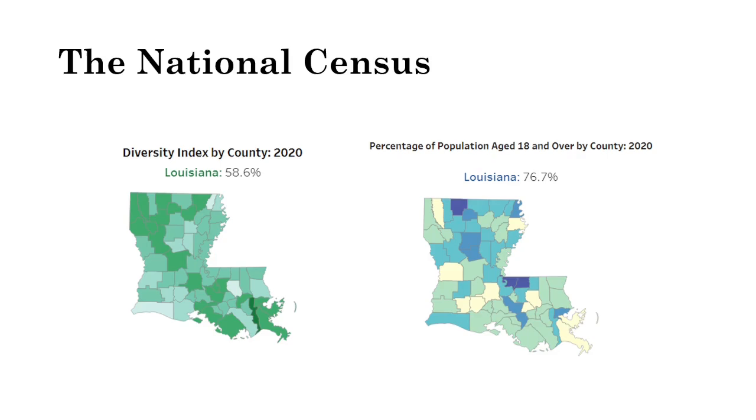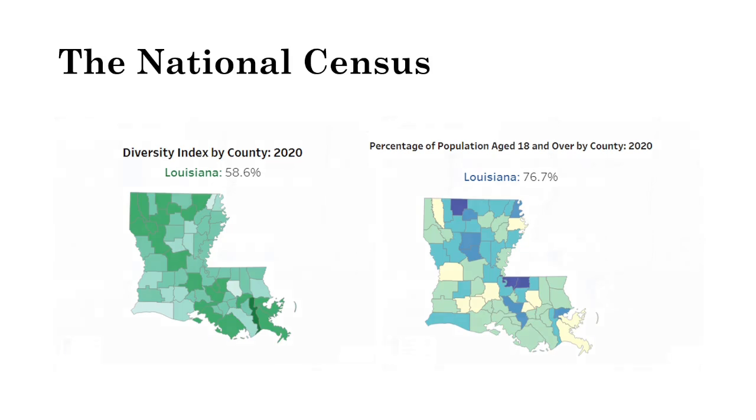We can see the most diverse ones are closer to the cities, closer to Baton Rouge, Shreveport, New Orleans, that sort of thing, which makes sense. That's typically how it works. And then we have another map here. We have the percentage of the population that are adults. Our adult populations are typically higher in the north and in the south of Louisiana. And we also have a percentage here that 76.7% of Louisiana is adult.